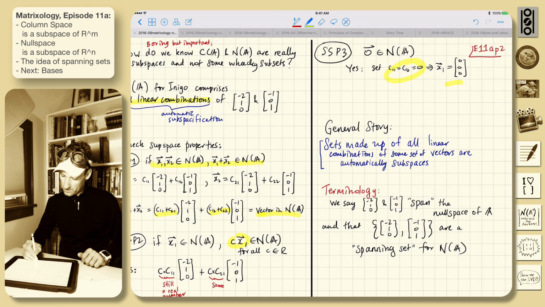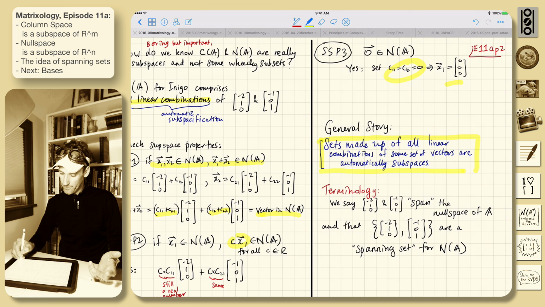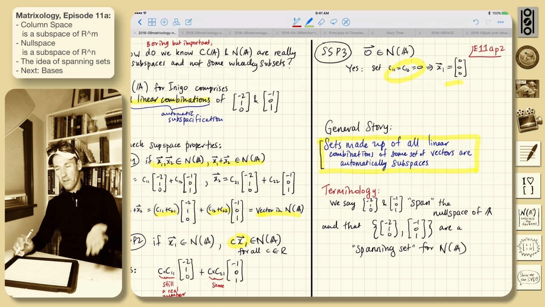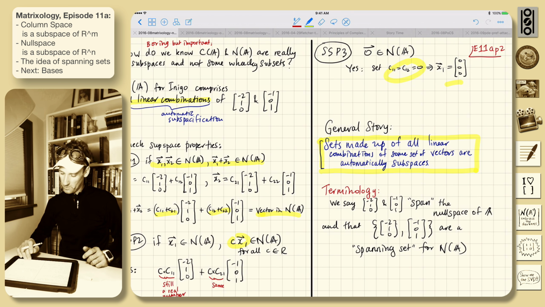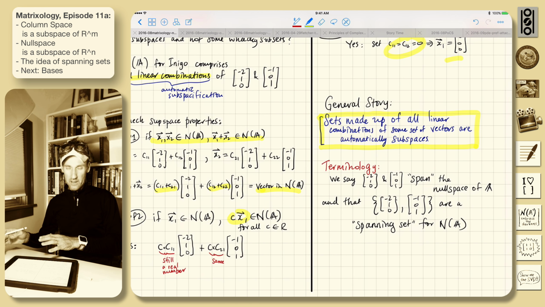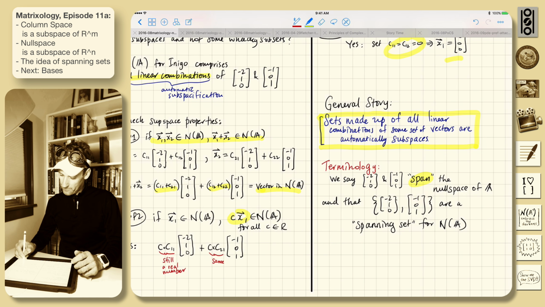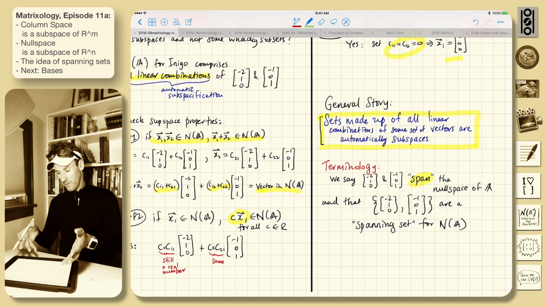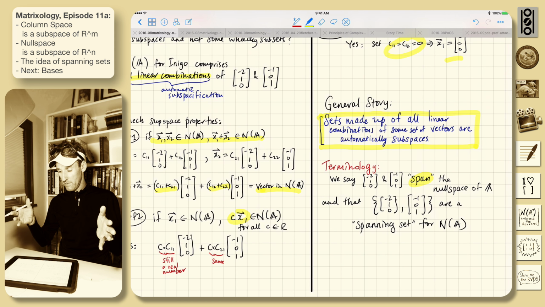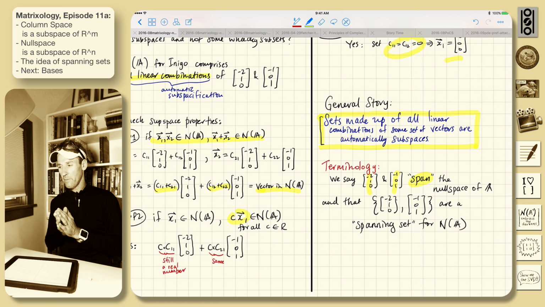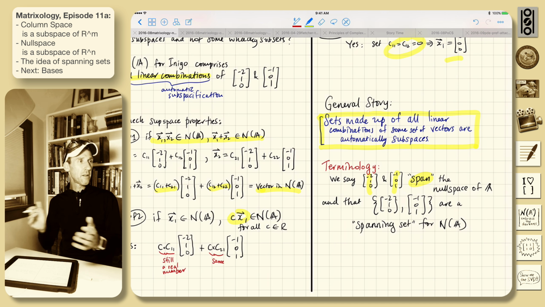And the general story is this, is that sets made up of, right, so this piece here, sets made up of all linear combinations of some set of vectors are automatically subspaces of wherever those vectors live. Because they will satisfy these three exciting rules of subspaces. And so this is just leading into the next piece. We'll start to use these words, we'll say that these two vectors, in particular this is for null space, span the null space of A, right? So these two vectors span the null space of A. That means that if you take all linear combinations, you'll get the null space.